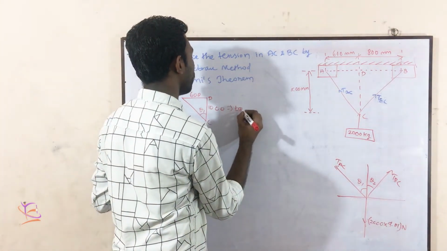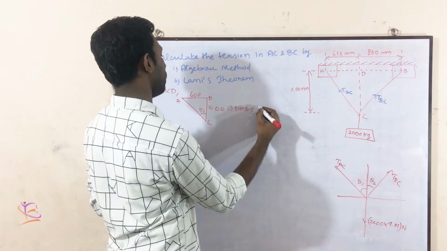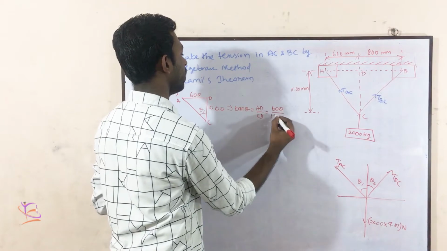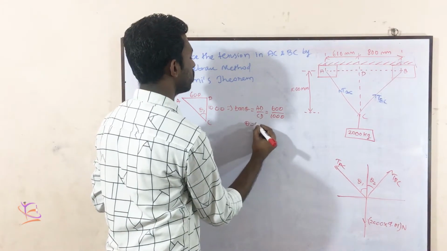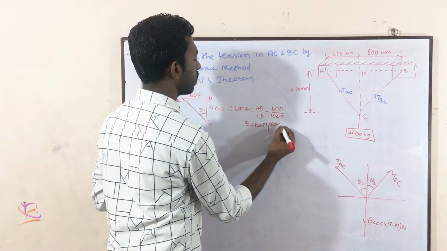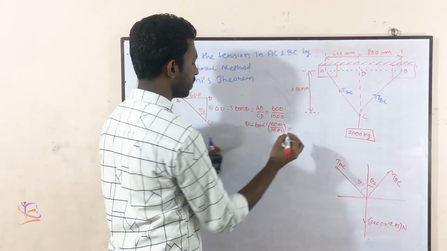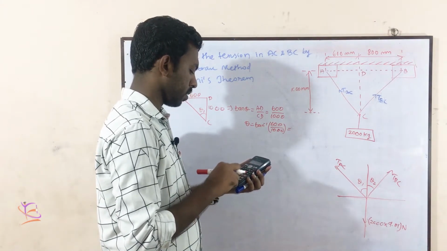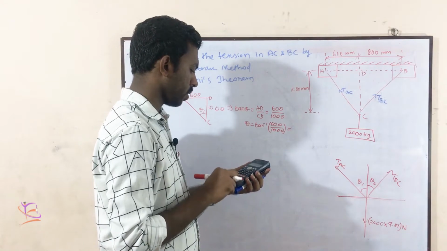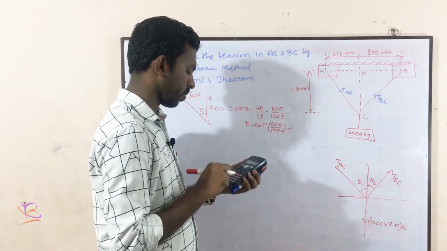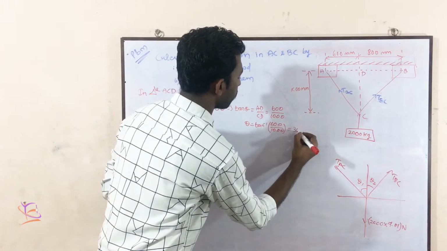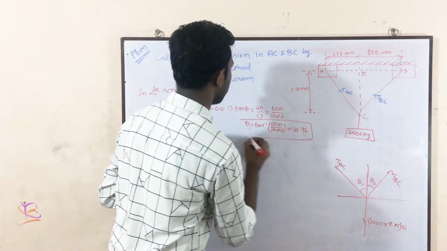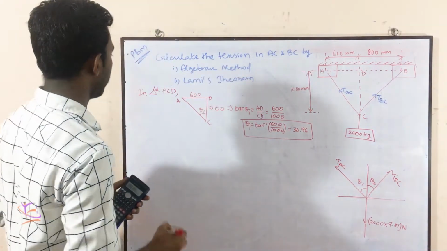We know tan theta is equal to opposite side by adjacent side, AD by CD, equal to 600 divided by 1000. So theta is equal to tan inverse of 600 divided by 1000. The answer is 0.6. Tan inverse of 0.6 is equal to 30.96. So theta 1 is taken as 30.96.